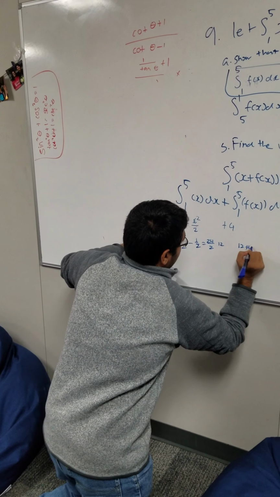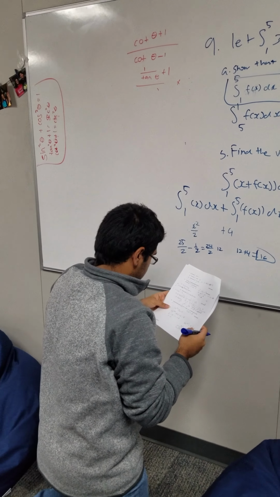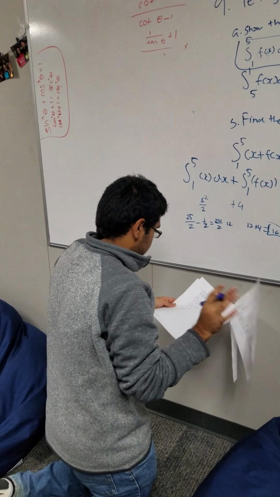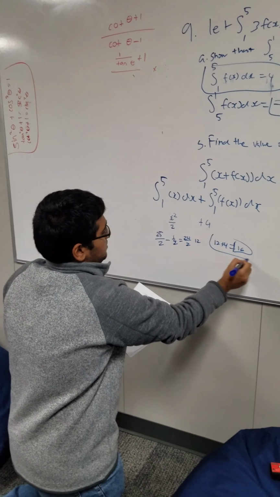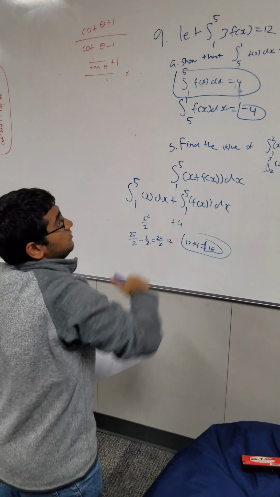12 plus 4 is equal to 16. And that is, I believe, the answer. Yep, so the answer is 16. This is not that difficult when you just split it up and you're given the values before.